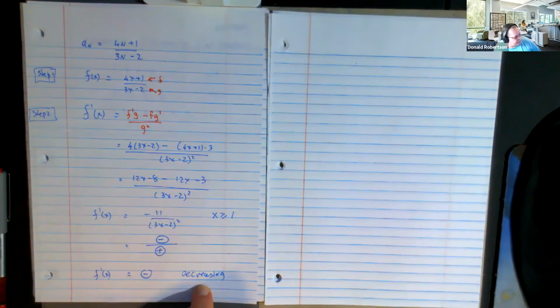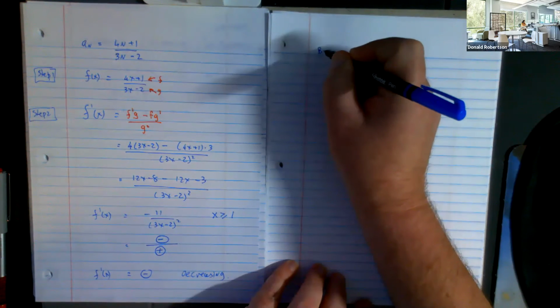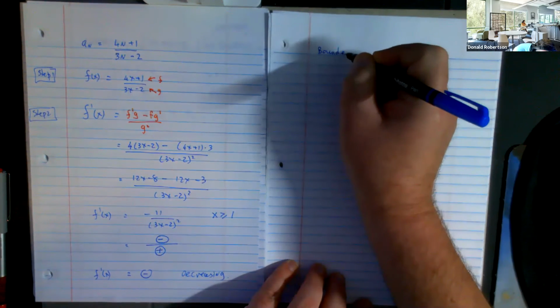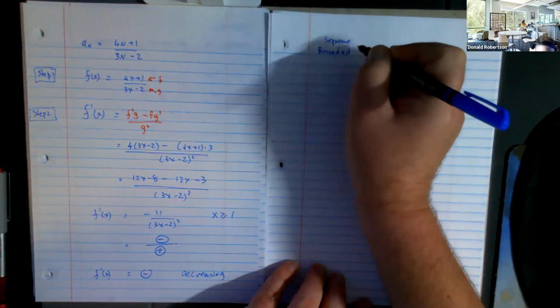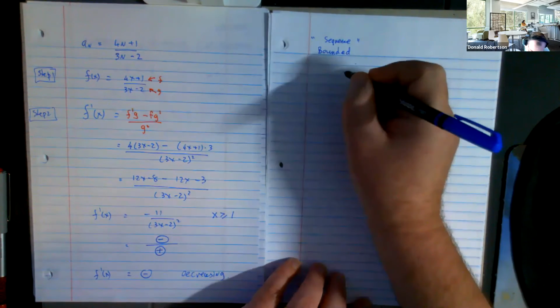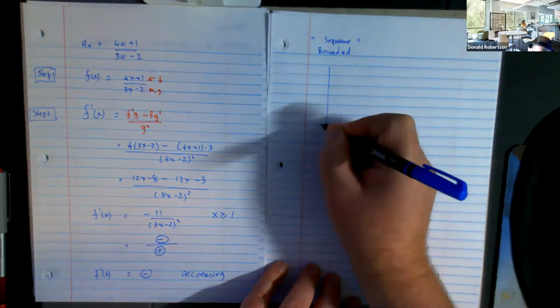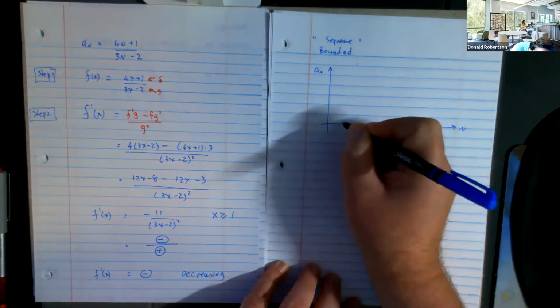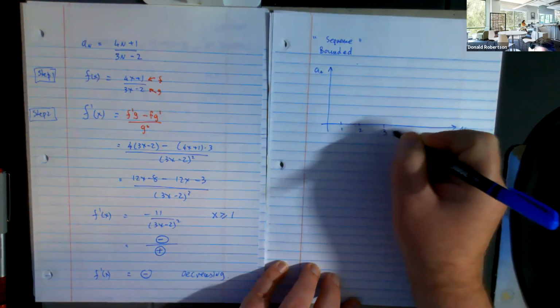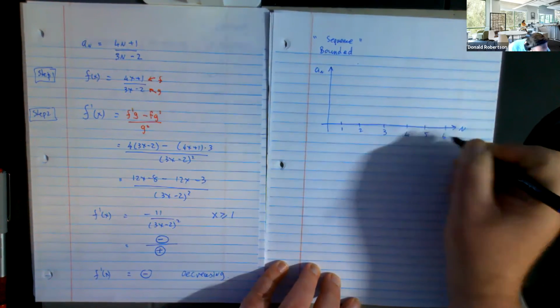So that's how you tell if a function, if a sequence, let's get this right, is increasing or decreasing. This particular one is decreasing. Now there's a new thing we're going to be asked to find, and it's called: is a sequence bounded? I want you to visualize that this is n, and this is the value of the function. So we have 1, we have 2, that's a3, a4, a5, a6.